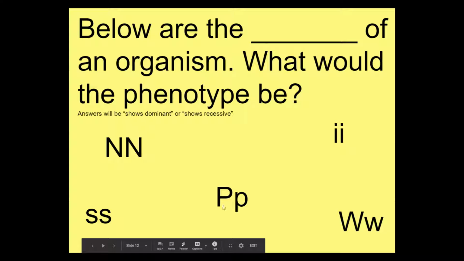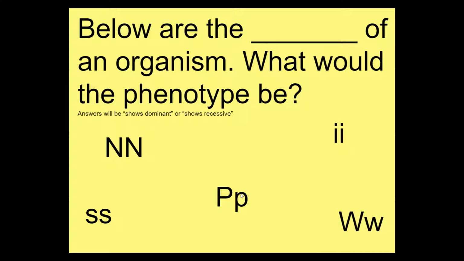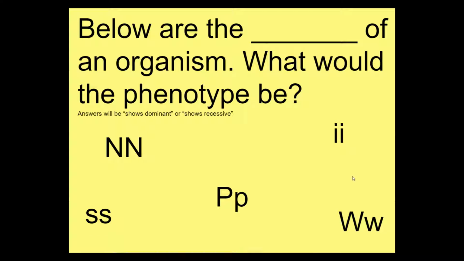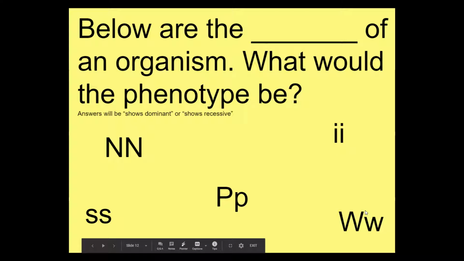What is this one? Dominant and recessive. Nope. It can't show dominant and recessive. Which one is it going to show? It's going to show the dominant trait. It's as if the little one is not there. All right, this one, recessive, I is recessive. W is going to show the dominant trait. Good. So these are genotypes.